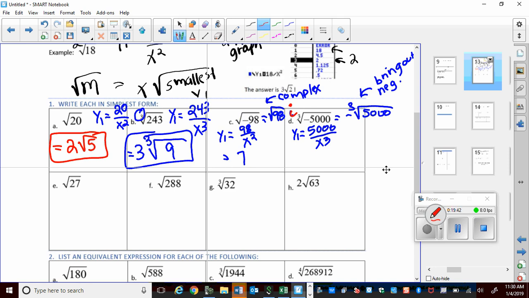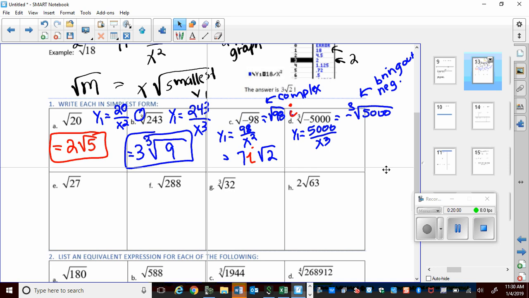My i comes out, it doesn't stay inside of the radical. 7i square root of 2. And pretty soon you'll get used to where this i goes in this configuration. But for now, let's do the next one.